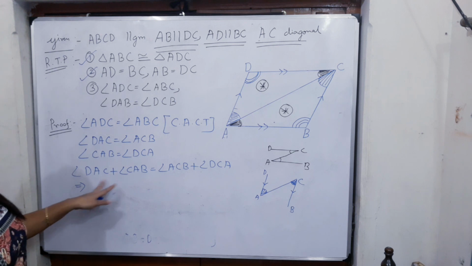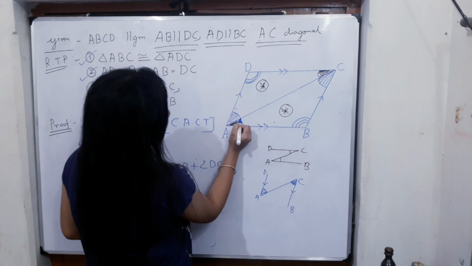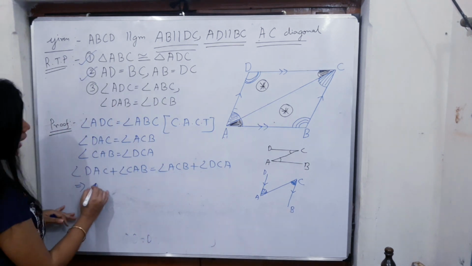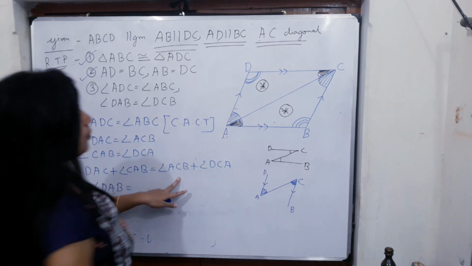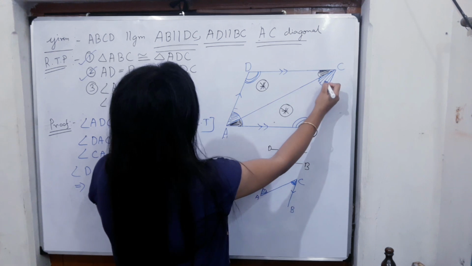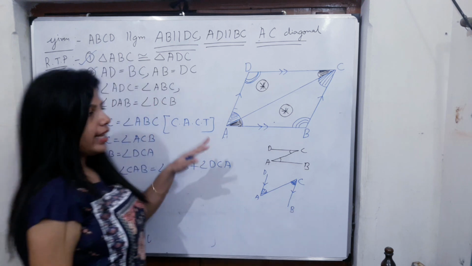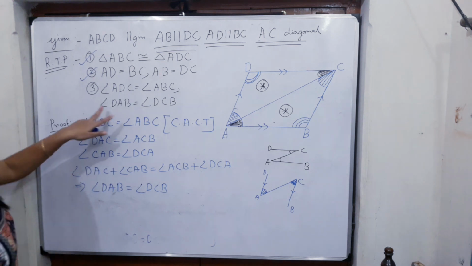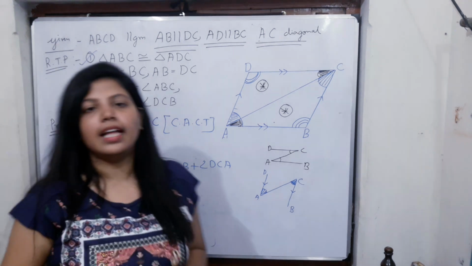Now angle DAC and angle CAB. So DAC means this angle and CAB means this angle. If I add both of them, which angle am I getting here? I am getting angle DAB equals, now ACB means this angle and DCA means this angle. If I add both of them, then also I am getting the angle DCB. So angle DAB equals angle DCB. This one is also done. Hence the theorem is proved here.